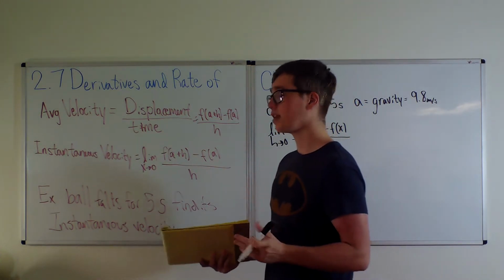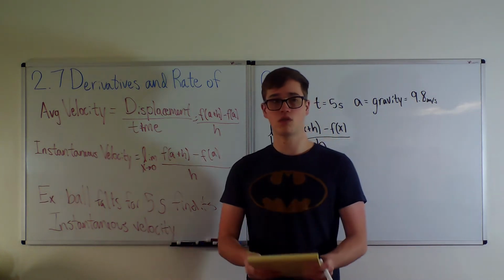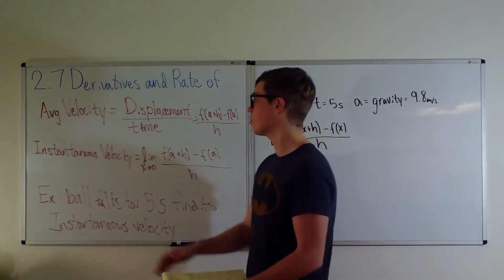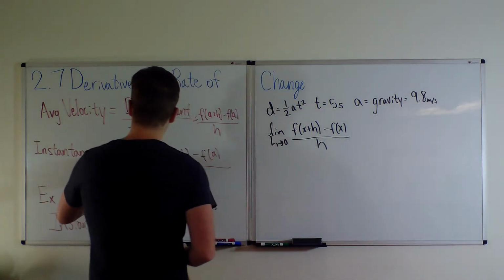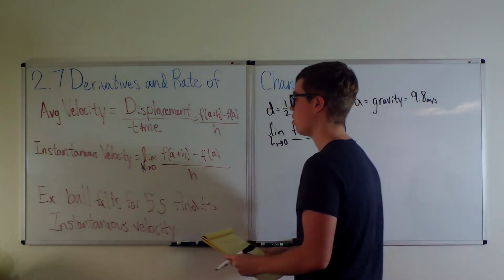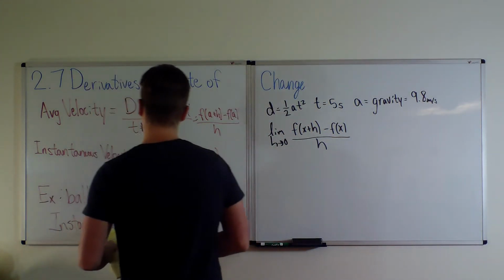So instantaneous velocity, where does it come from? If you've noticed the trend of this class thus far, we use limits. Instantaneous velocity is equal to the limit as h approaches 0 of f(a plus h) minus f(a) over h. So let's do an example. A ball falls for 5 seconds.